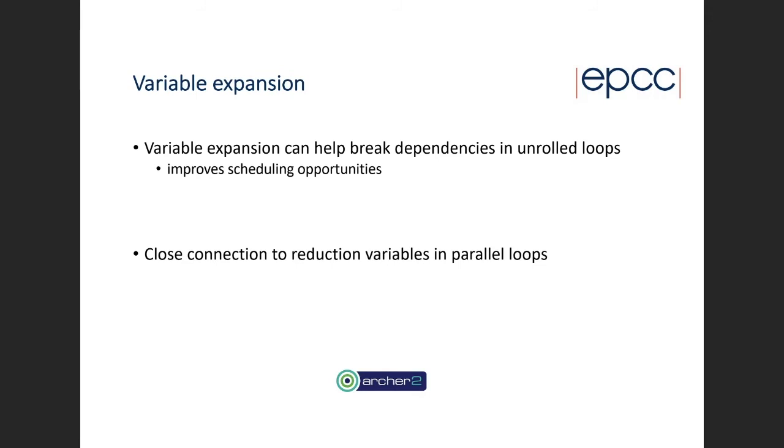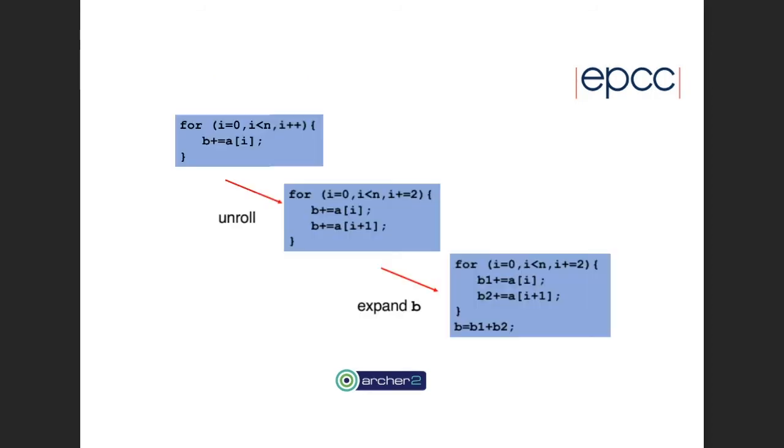Something else that can help break some more dependencies and improve scheduling opportunities. This is a very close connection to reduction variables in parallel loops. The classical example would be something like this, where you're forming a sum into a scalar variable on the left-hand side. So I'm forming a sum into B here.